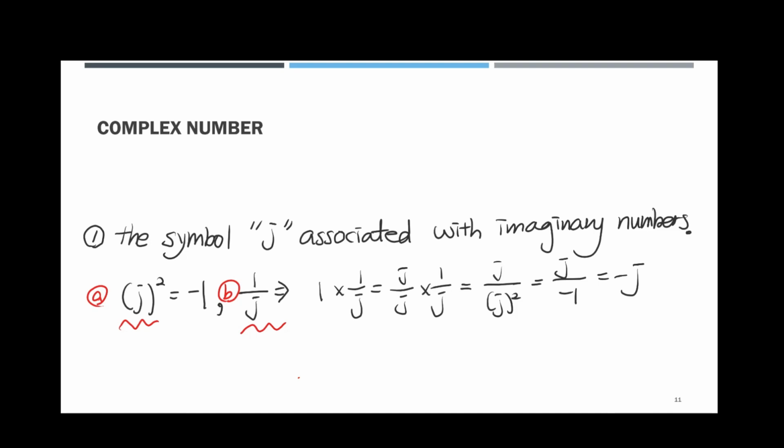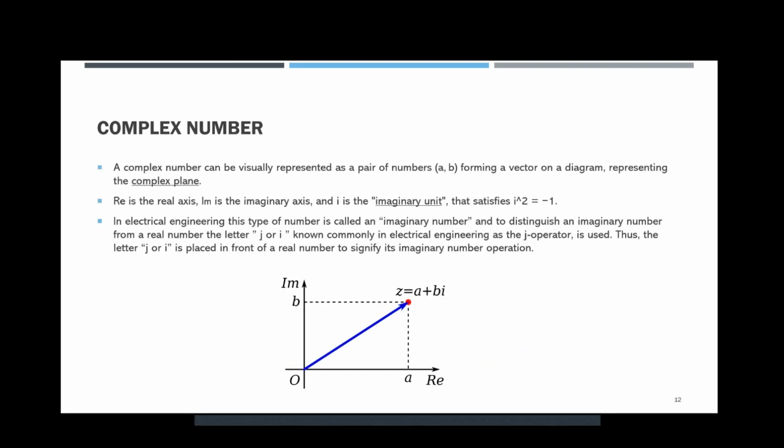The i or j squared is equal to -1, and 1 over j, multiply numerator and denominator by j, and finally we can get minus j. Okay, so 1 over j is equal to minus j. So a complex number means any real number with the j, we're going to call a complex number.